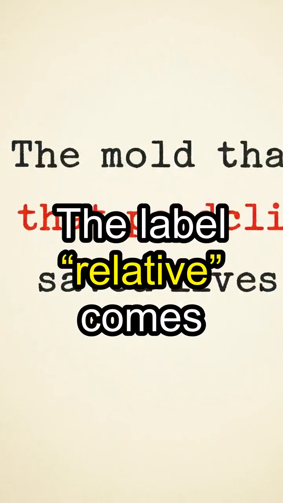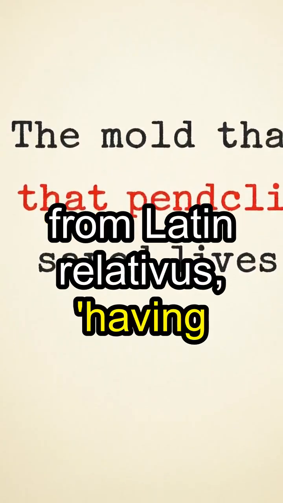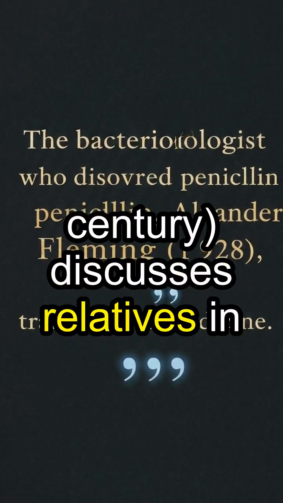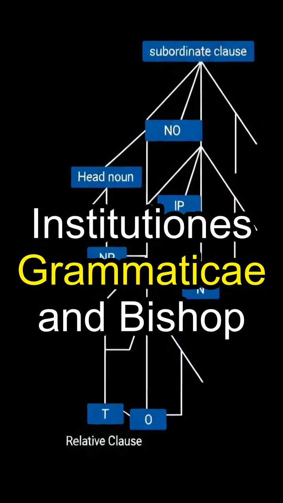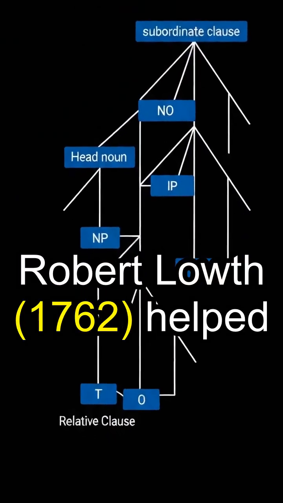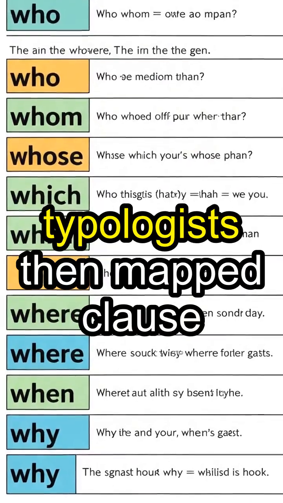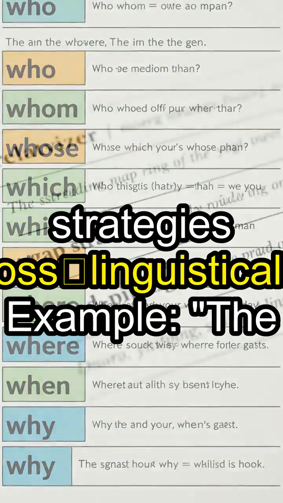The label relative comes from Latin relativus, having relation. Priscian, c. 6th century, discusses relatives in Institutiones Grammaticae, and Bishop Robert Lowth, 1762, helped codify English usage. 19th century typologists then mapped clause strategies cross-linguistically.